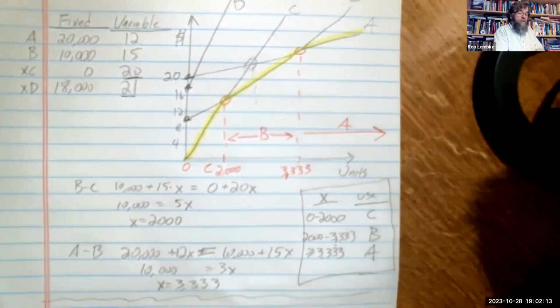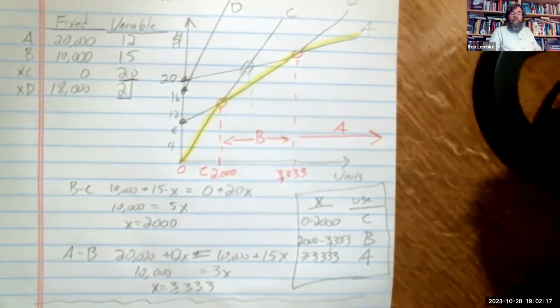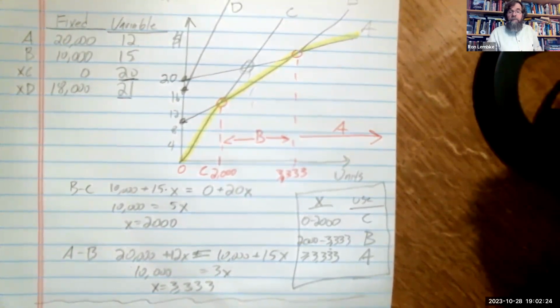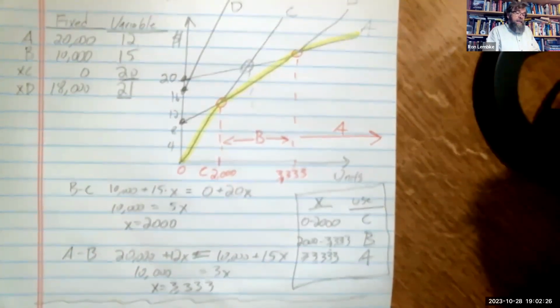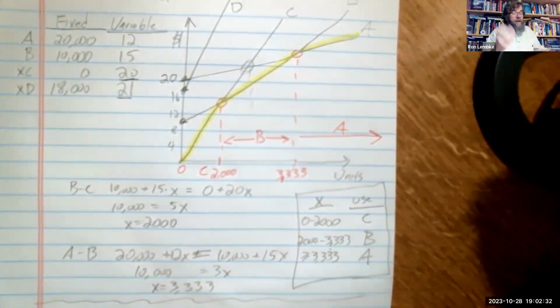And then our final answer was this little chart here. So if you say, I need 5,000 units, that's more than 3,300. So we should choose A. Or if I need 1,000, that's less than 2,000, so I should use C. So that's how we look at these problems. I hope this has been helpful.